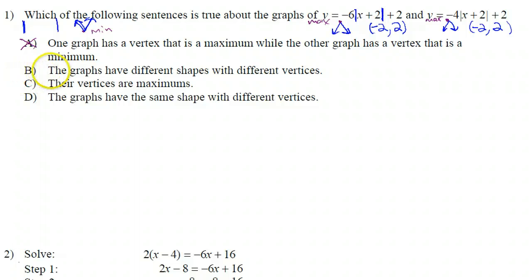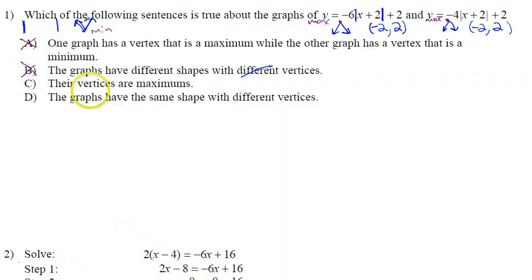Then we look at B. It says the graphs have different shapes with different vertices. So first, let's take a look at the vertices. The vertices are -2, 2 and -2, 2. Those are the same vertices, so they're not different vertices. So automatically we can eliminate B.